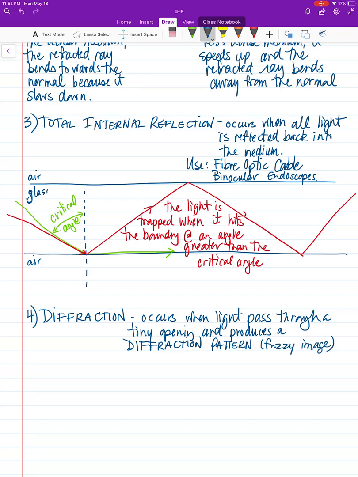So we have to take this into account when we use refracting telescopes, because if you're looking at an image or looking at something, you may mistake it for one object instead of two objects if those objects are really close together.